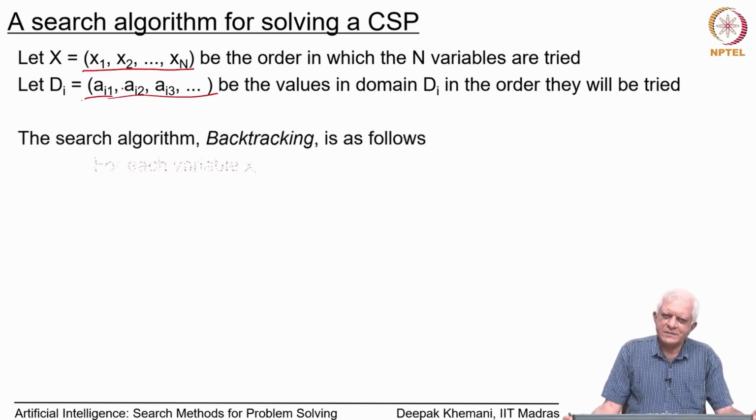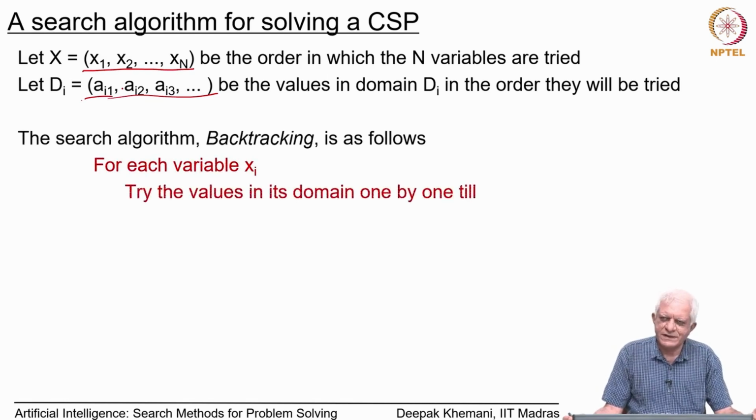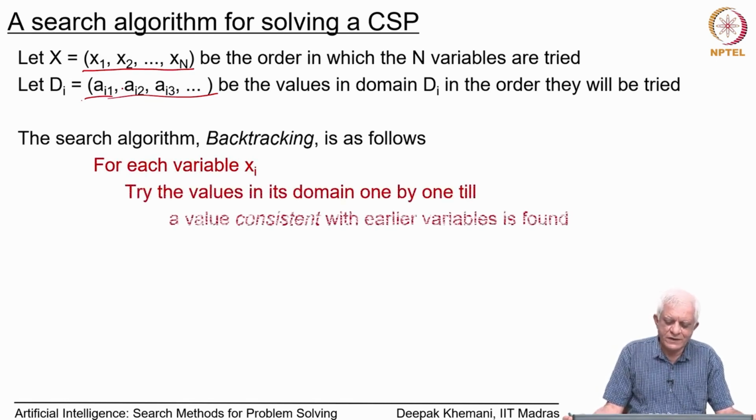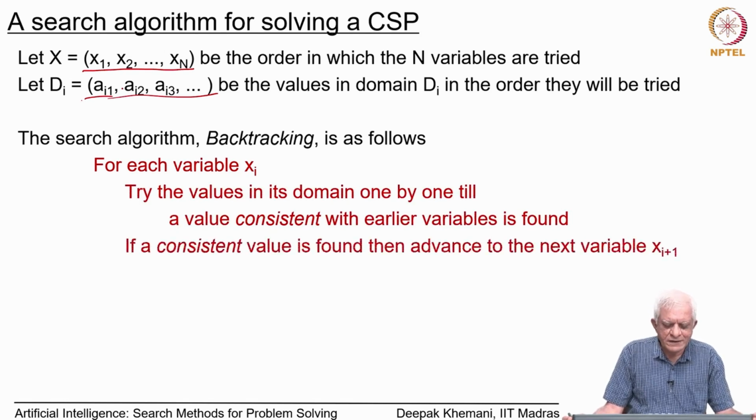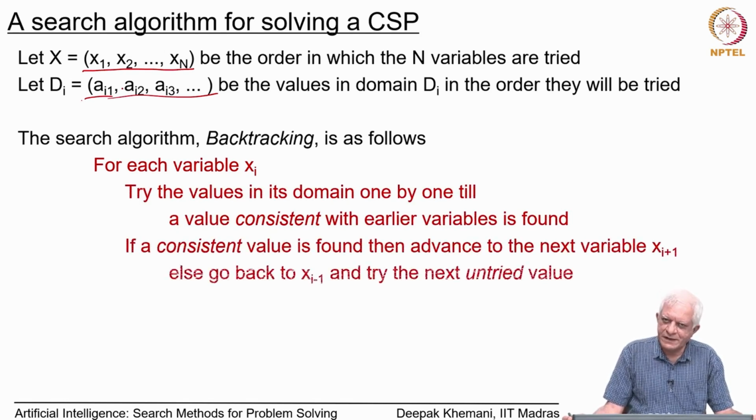So, the basic search algorithm assumes a fixed order and it is called backtracking. It simply works like this: for each variable xi, where you vary i from 1 to n, try the values in its domain one by one till a consistent value is found.